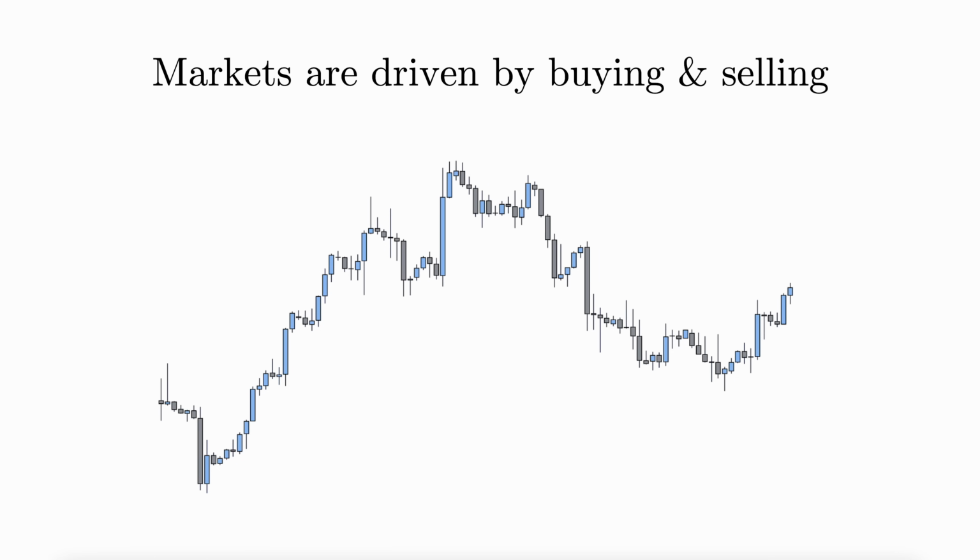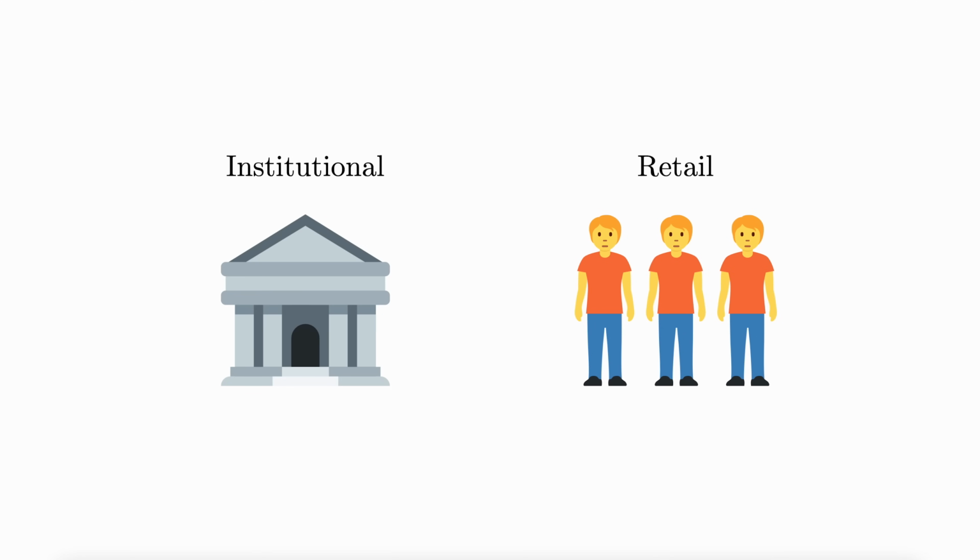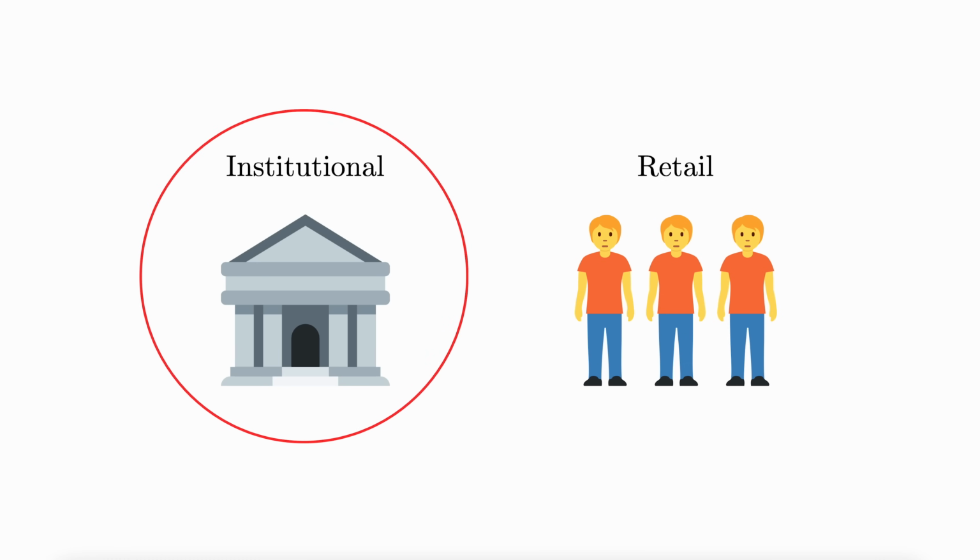So the first thing you need to know is that markets are driven by buying and selling. The whole reason that markets move is because traders are buying and selling assets from one another. More importantly, it's the institutional traders. So in a market, we have two types of participants: institutions like commercial banks, hedge funds, central banks, and retail, like me and you, individual traders. But us retail traders only make up a very small percentage of the overall trading volume. So it's the institutional traders that actually move the market.